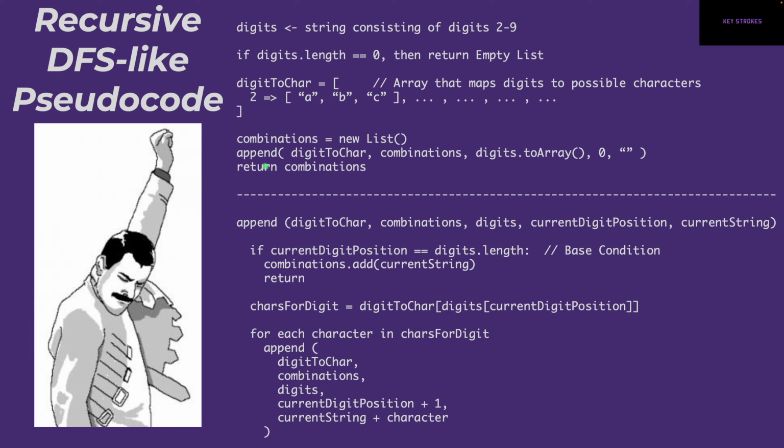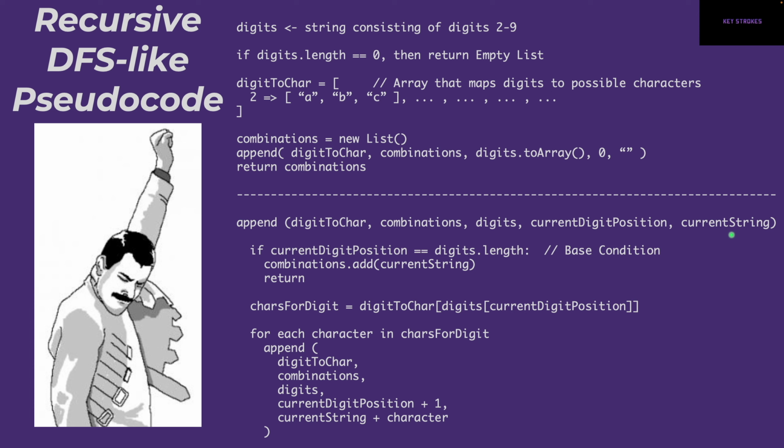So just like how we called the append function here, we can see we've taken several inputs. One is digit to char array, then we have combinations, which will store all the combinations that will form. Then we have the digits array, which was given to us as an input as a string. And then we have the current digit position, which basically is the current position in this digits array. And then the current string is the current combination we have formed so far.